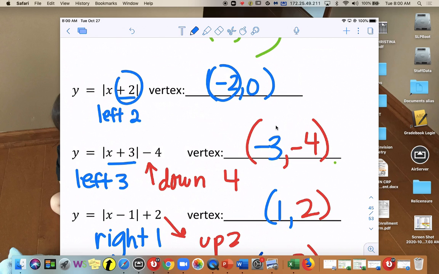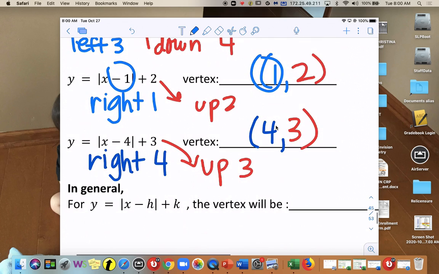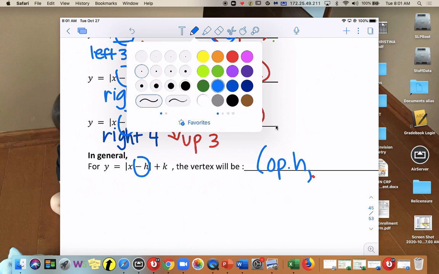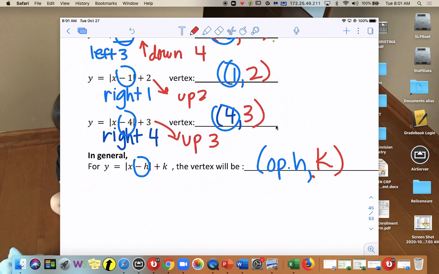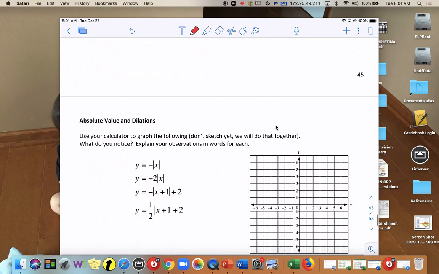So the graph shifted left 2, so minus 2 was the vertex. Here was plus 3, this is minus 3, this is minus 1, plus 1, minus 4, plus 4. And so in general, the vertex is going to be the opposite of the h value. So opposite of h. The k value stays the same because up and down is what we think for the direction. So there's a pattern for the vertex, opposite of h, but k remains the same.